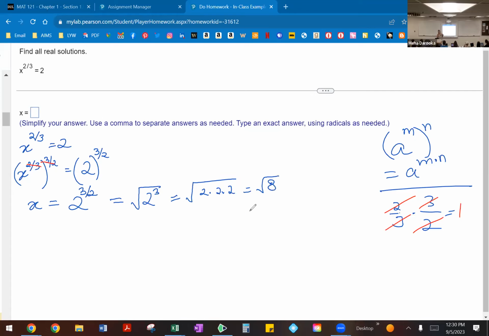Then of course I can clean out the radical. It's 2 times 4. Square root of 4 is 2. The right-hand side is just about cleaning up and simplifying your radical.